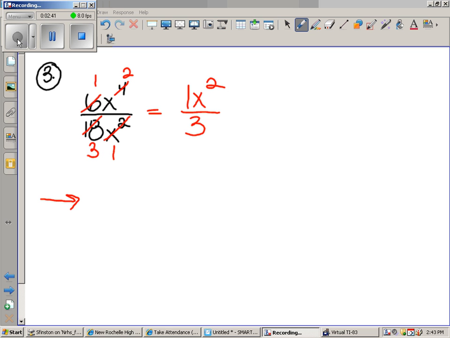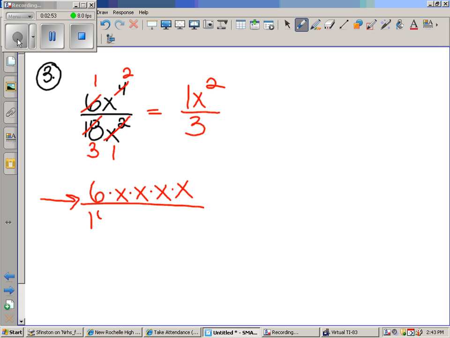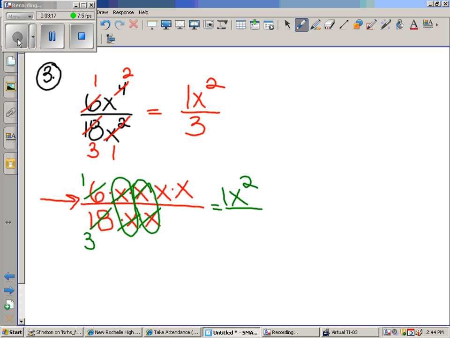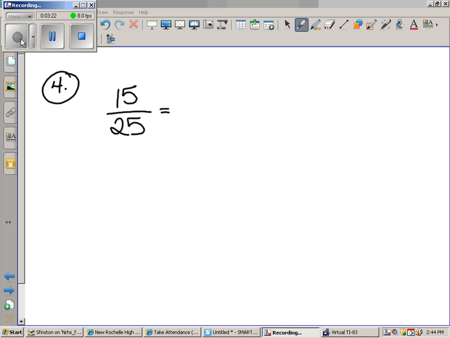Okay, some people had trouble understanding what we just did, so we're going to go the long way. The top, 6, is just 6 times 4 x's in a row. The bottom is 18 times 2 x's. And then from here, all we're going to do is just reduce, right? These 2 x's right here reduce. These 2 x's right here reduce. And then 6 goes into itself 1 time and 18 3 times, for a final answer of 1x squared, and you could have just written x squared, that would have been fine, over 3.